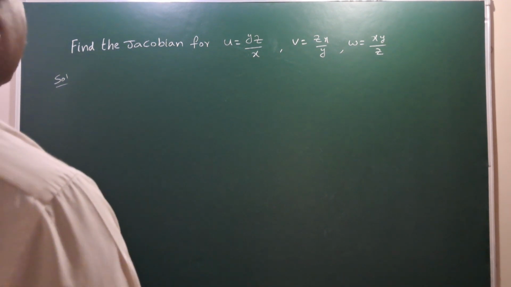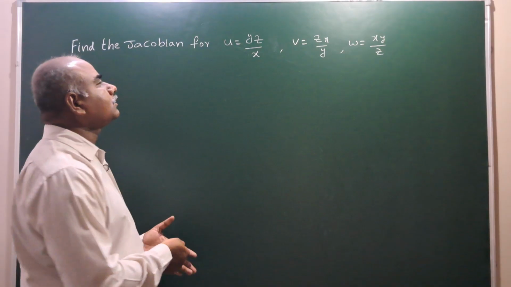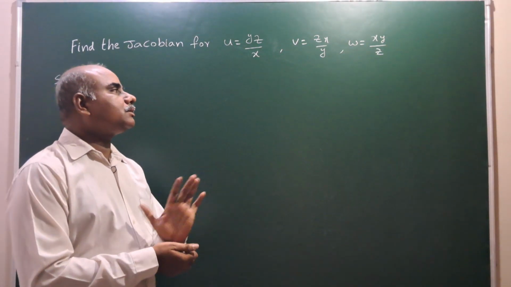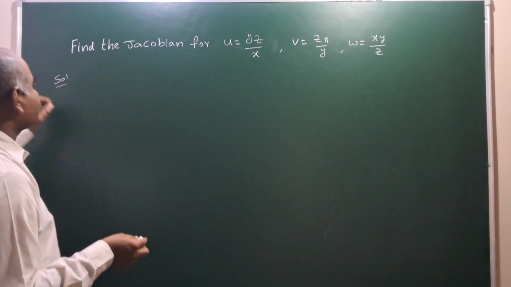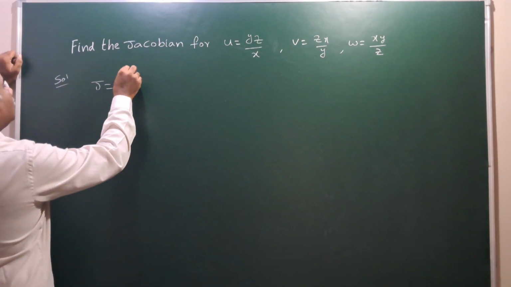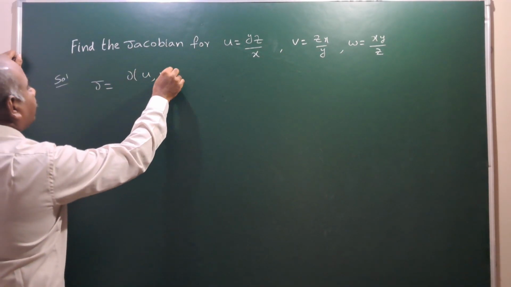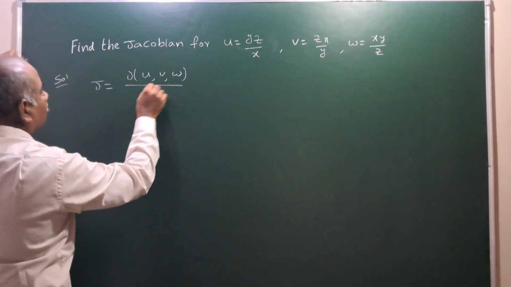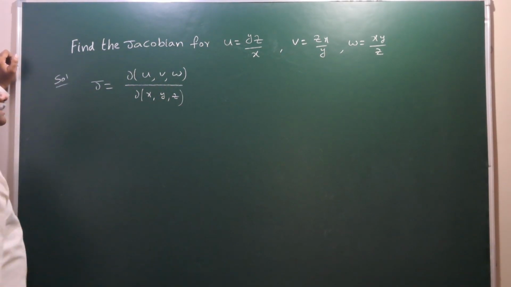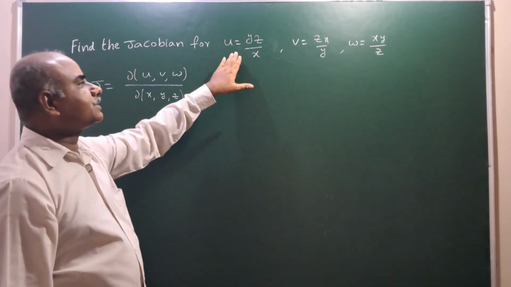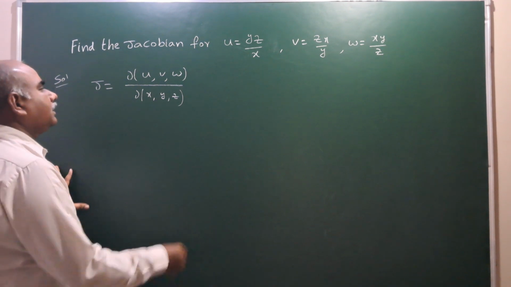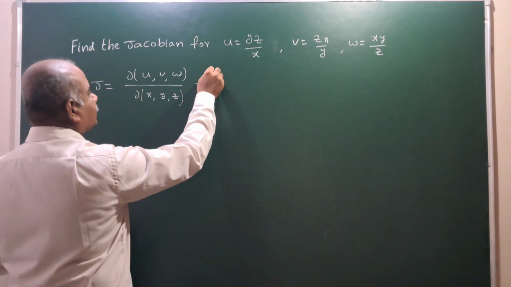Find the Jacobian for the functions u is equal to yz by x, v is equal to zx by y, w is equal to xy by z. Okay. So the Jacobian can be written like this: J is equal to ∂(u,v,w) by ∂(x,y,z). That is, we have to differentiate all these functions with respect to x, with respect to y, with respect to z, and then write the determinant of those partial derivatives.